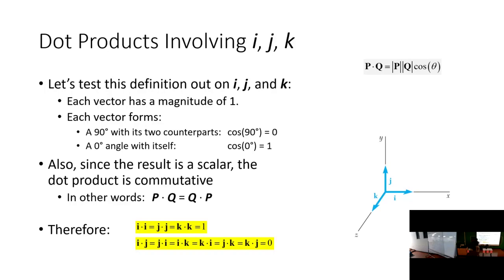What if you take opposing vectors? What if you take I dotted with J or I dotted with K or anything like that? Well, the magnitudes of those vectors are all 1, but each of these vectors forms a 90-degree angle with its other counterparts, and the cosine of 90 degrees is 0, right? So that's why any of these vectors dotted with their opponents, if you will, is 0, right?